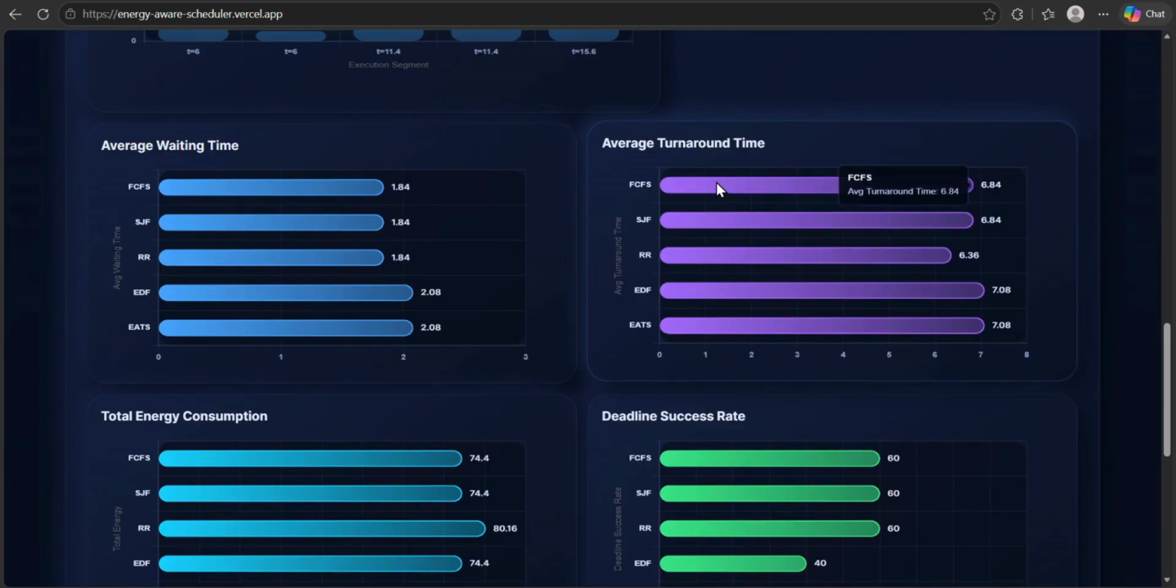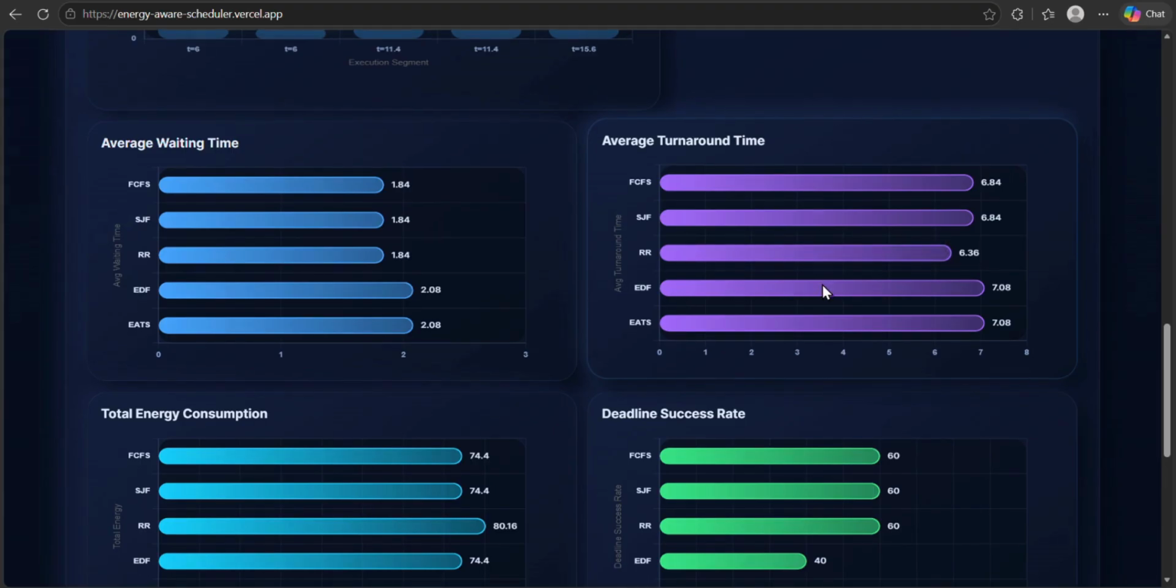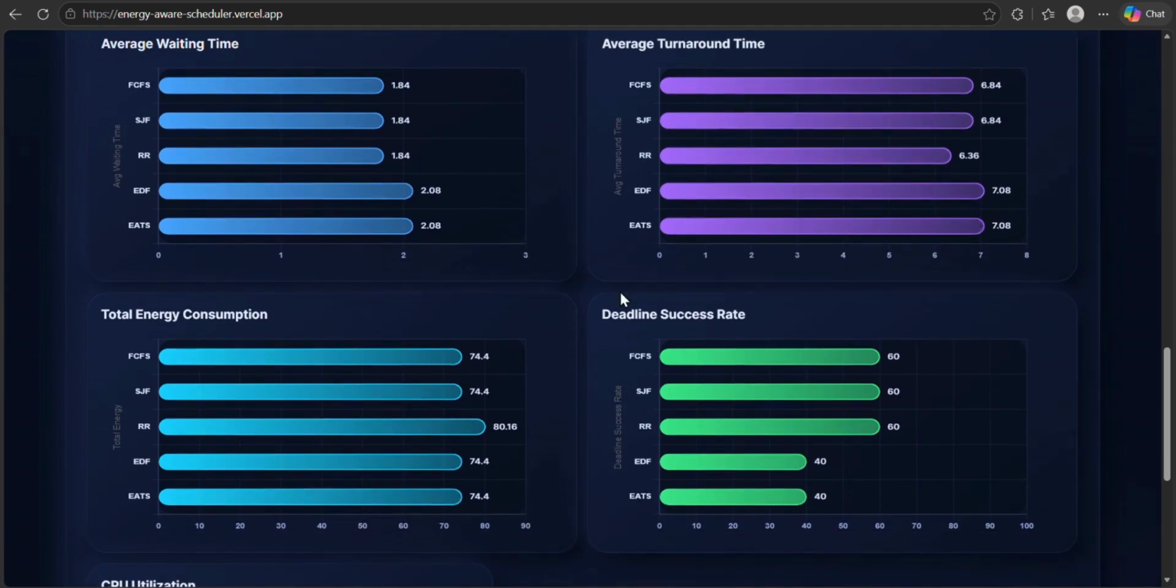Next, moving to the average turnaround time graph. Round robin performs slightly best here due to balanced execution, and EDF and EATS are slightly higher as they focus on meeting deadlines and reducing energy.